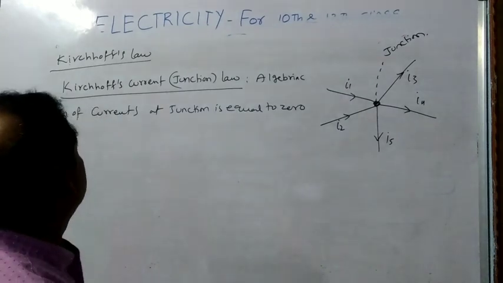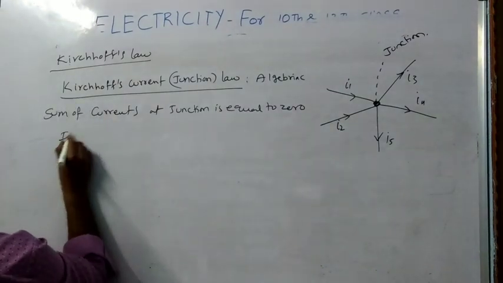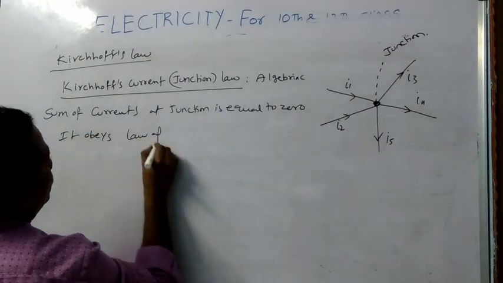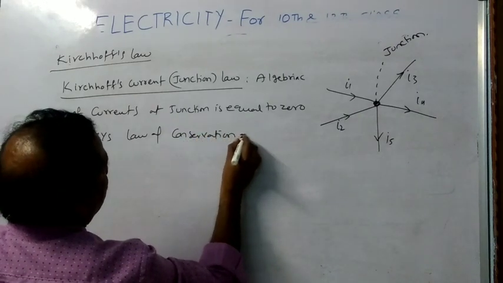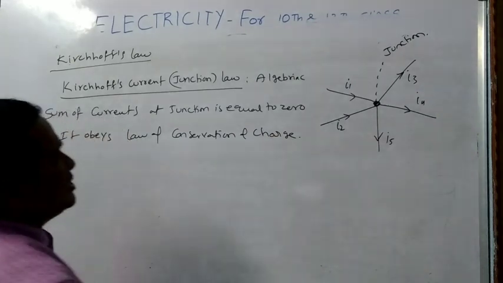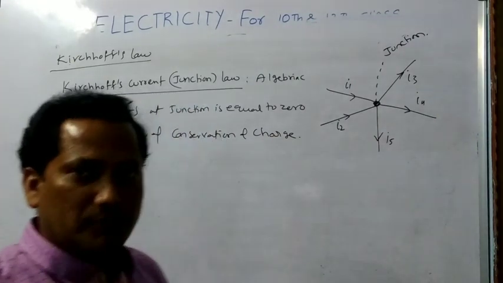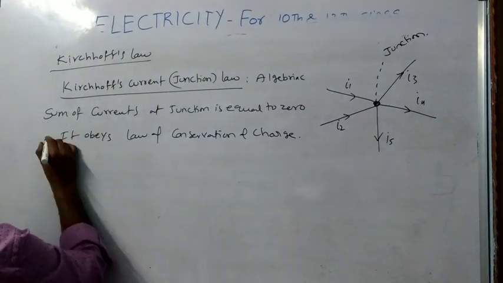So it obeys the law of conservation of charge. That means charge can neither be created nor be destroyed, but it can transfer from one body to another body. This is the correct one. Okay, this is about the law of conservation of charge.